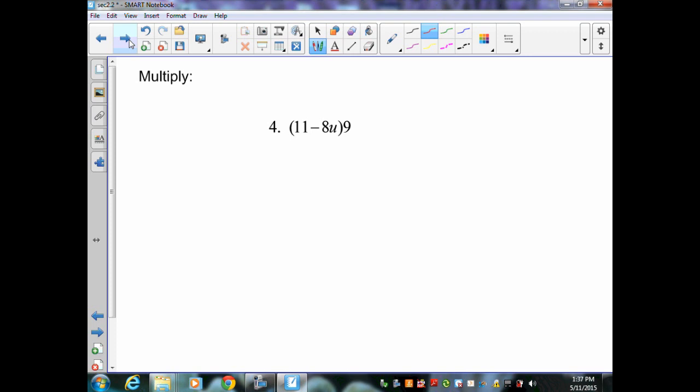And notice now, we usually have a number out to the left of our parentheses, but here it's to the right. It doesn't matter. I can just distribute. 9 times 11 is 99. And positive times a positive is positive. Positive times a negative is a negative. 8 times 9 is 72u.